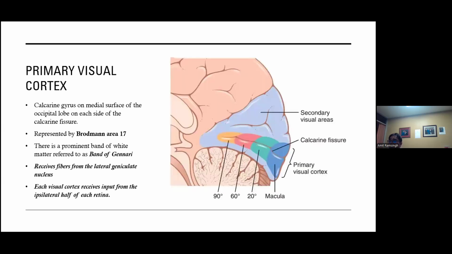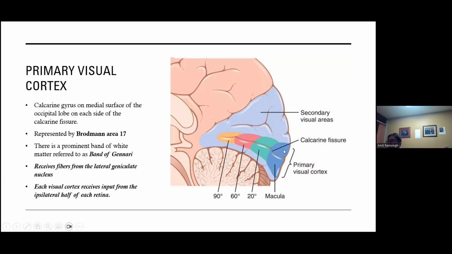So we have the primary visual cortex on the calcarine gyrus, on the medial surface of the occipital lobe, located on each side of the calcarine fissure, represented mainly by Brodmann area 17. And this receives fibers mainly from the lateral geniculate nucleus. So each visual cortex receives input from the ipsilateral half of each retina.